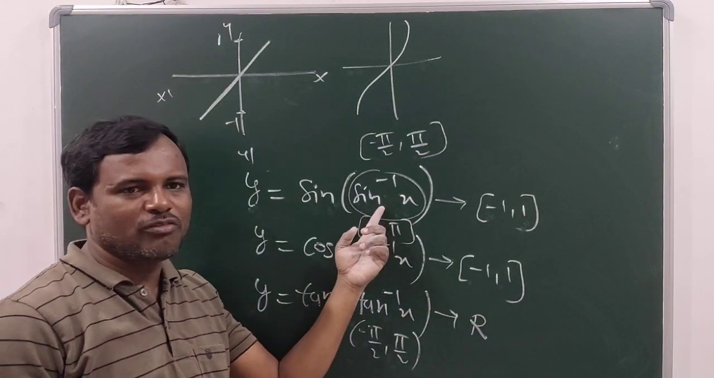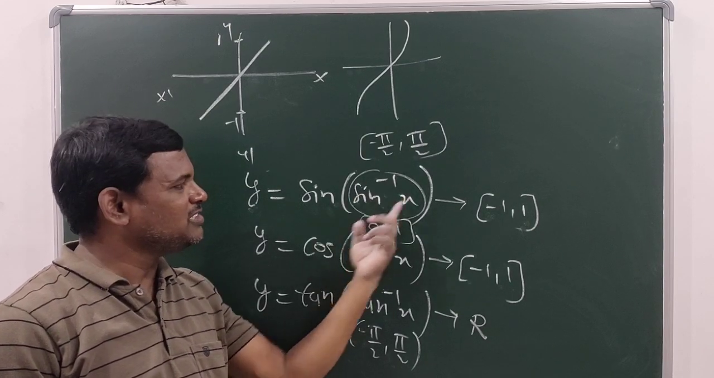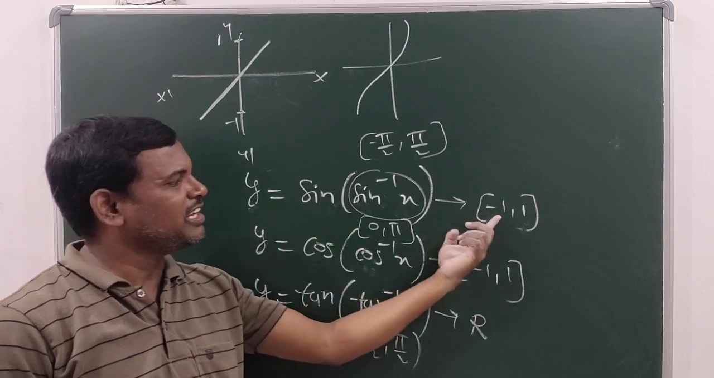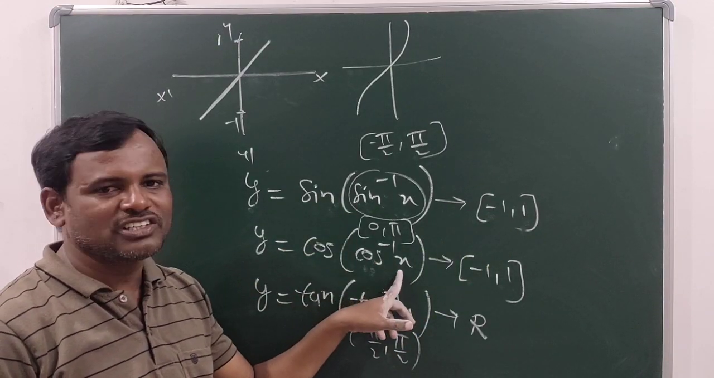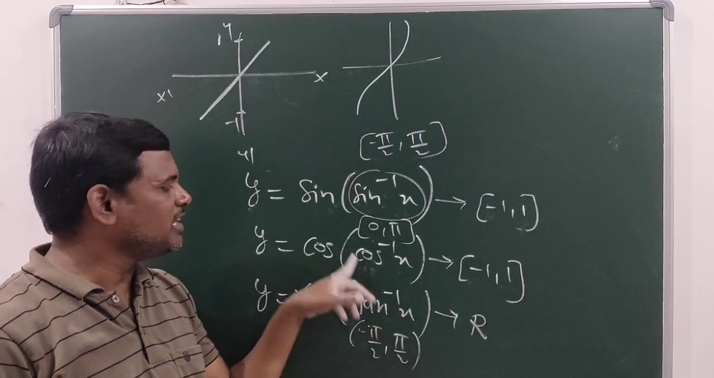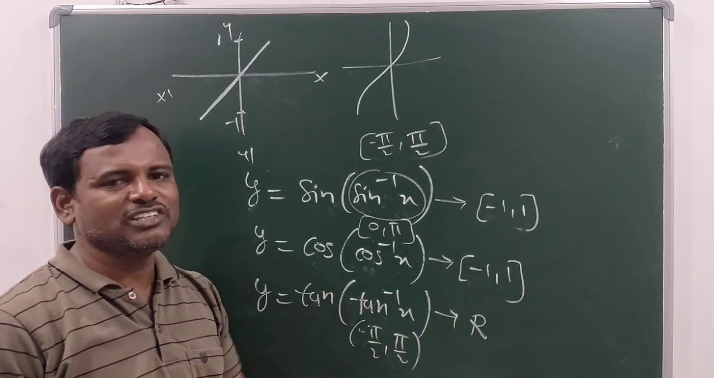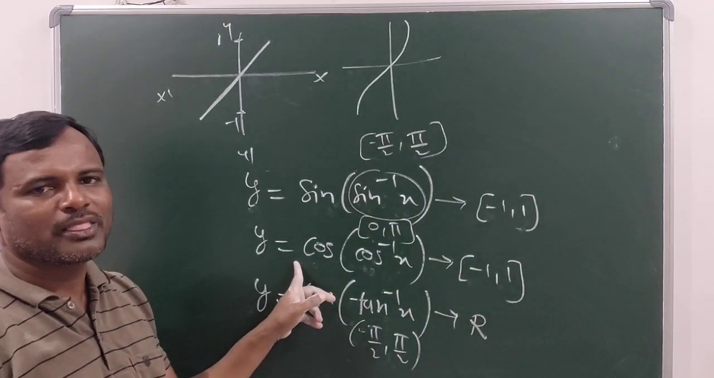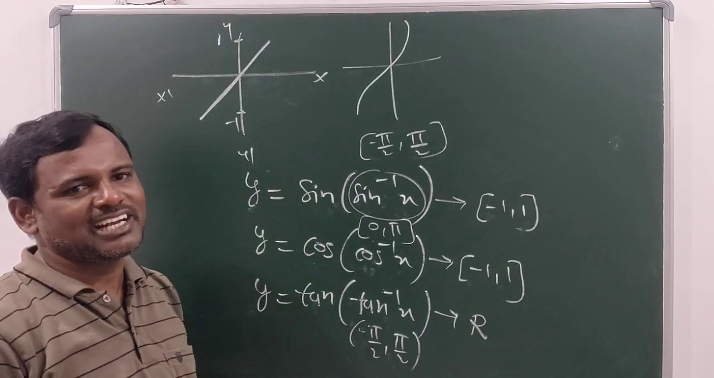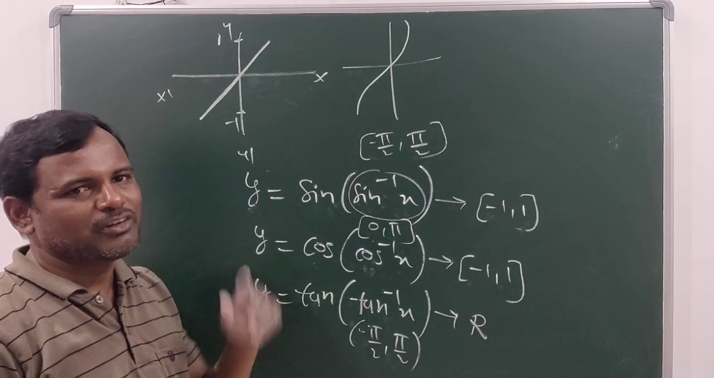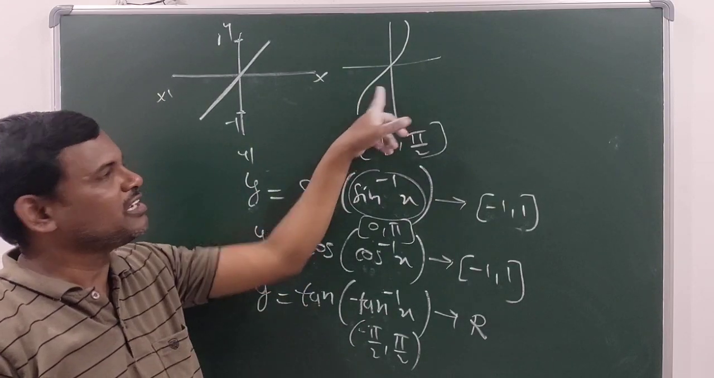Why? Because the range of sin inverse of x is minus 90 to 90. If it is minus 90 to 90 and you apply sin, your range is minus 1 to 1. Again, no confusion here. The range of cos inverse of x is 0 to pi. If you take any value from 0 to pi and apply cos, your range is minus 1 to 1 only, and you will get a graph. It means you get a straight line y equal to x between minus 1 and 1 on the y axis. So here you get the curve.